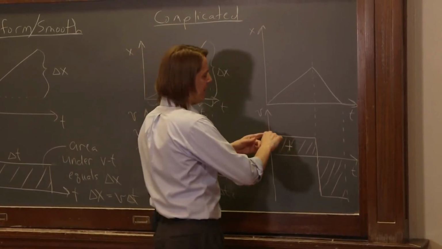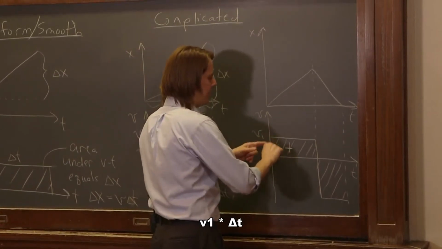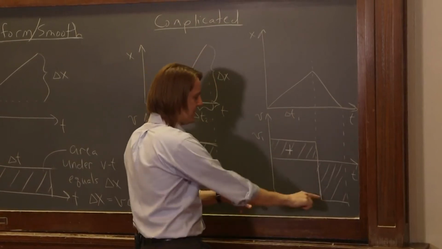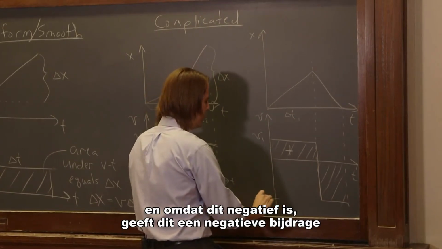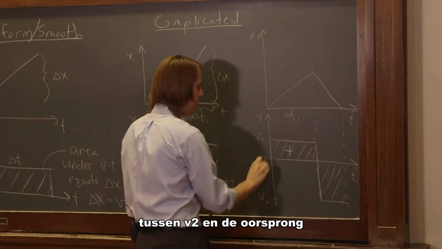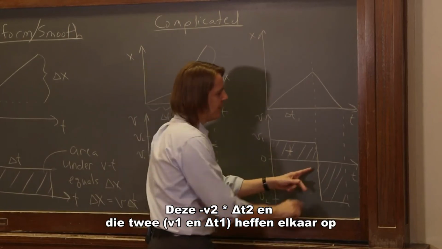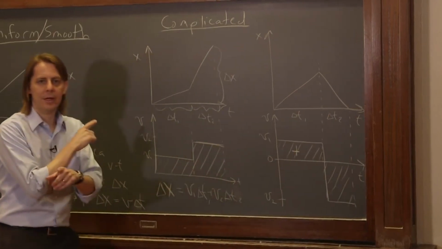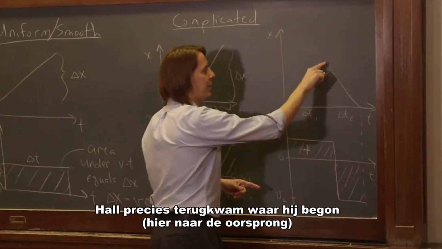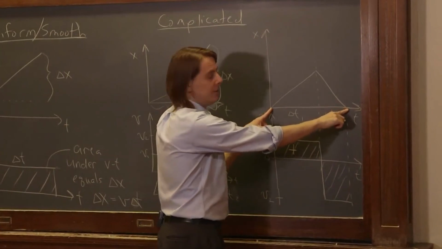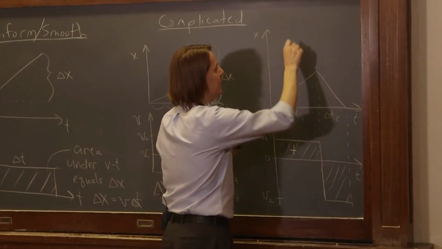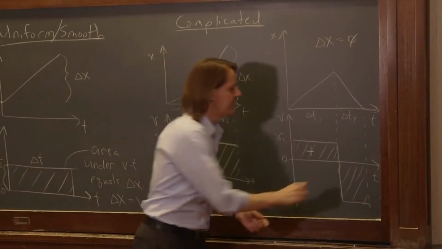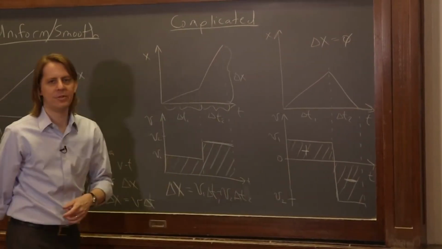This v1 times this delta t. And this, since it's negative, would give you a negative contribution, v2, because this is the origin. This negative v2 times this delta t2. And those two would cancel. And I know they would cancel because it came right back where it started. Right? The delta x is 0. Since the delta x is 0, these two have to add up to be 0.